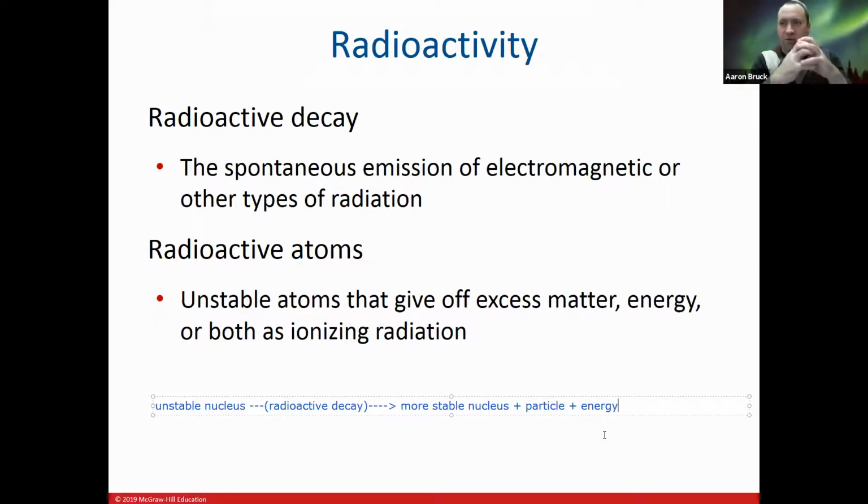This is what occurs in radioactive decay. We have an unstable nucleus. That unstable nucleus is so full of excess energy that its motion literally breaks apart the nucleus. We get a more stable nucleus as a result. We also get the particle that was lost and the energy that was lost that turned the unstable nucleus into a more stable one.